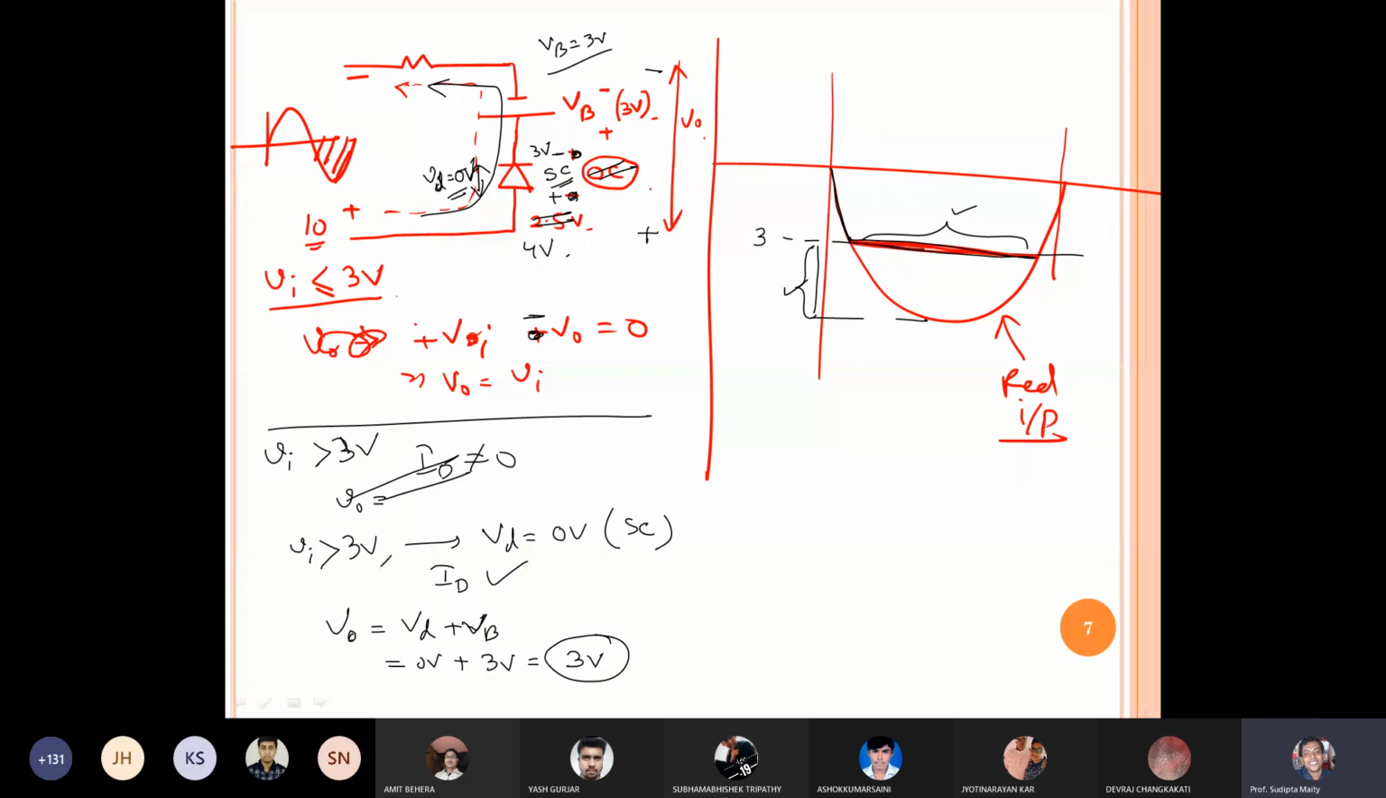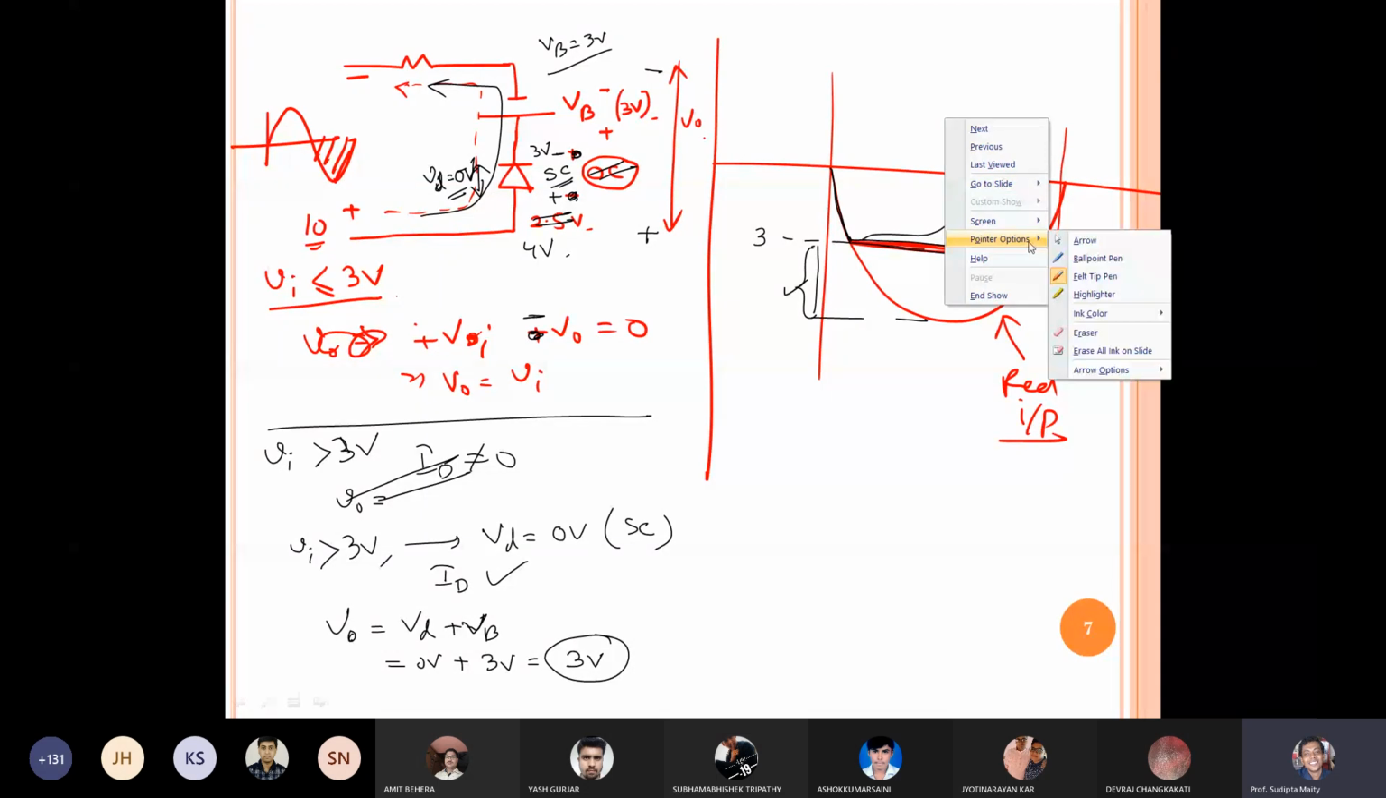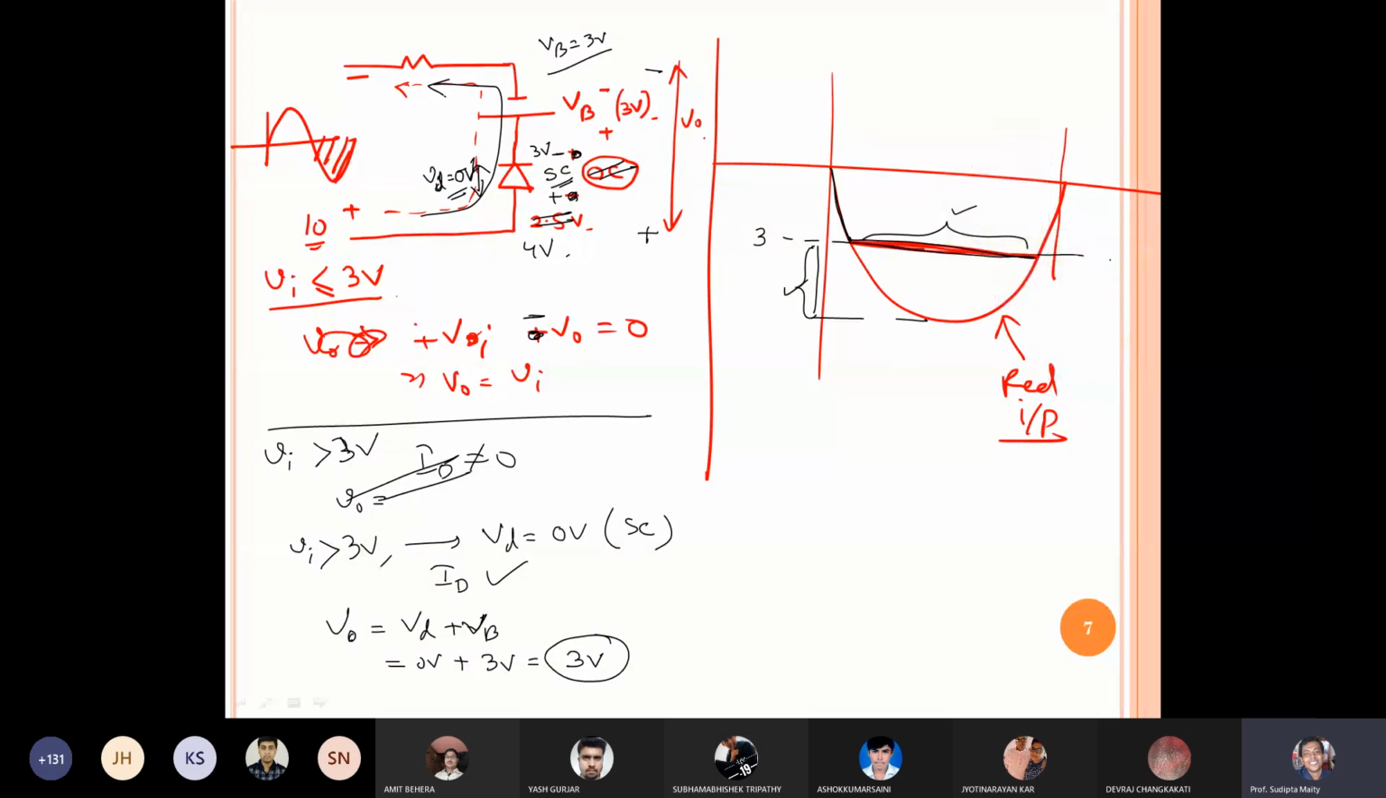So now in this case we will get the output 3 volt always. Is it clear? Throughout this region, is there any doubt? Is there any doubt for any student? No, sir. Okay, now again this region will come. In this case, what is the amplitude of input voltage?